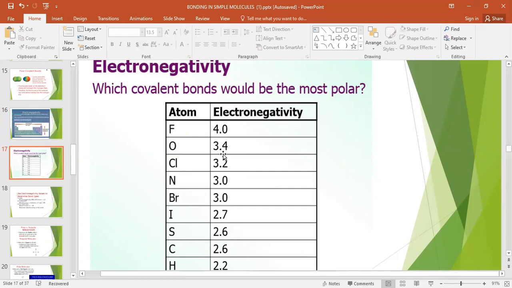Like see here, oxygen 3.4, chlorine 3.2. All elements have different values of electronegativity. What do you understand from this table? When they have different values of electronegativity, it means they have different power of attraction, different forces between them. Now I want to go back to the original topic, non-polar and polar. Clear now what is electronegativity? It is a force of attraction between two atoms, either the same atoms or different atoms. And the force of attraction depends upon the value of electronegativity.